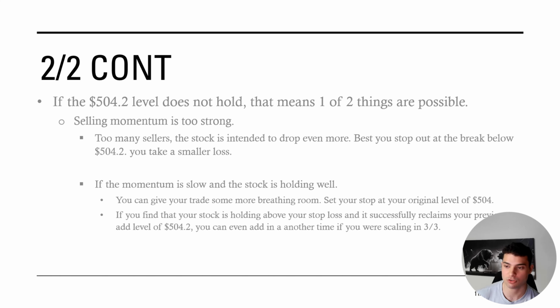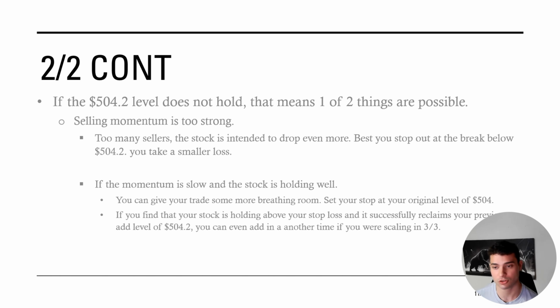But let's say the momentum is slow and the stock is holding well around that level, right? You can then give your trade some more breathing room, okay? So you're going to set up your stop at your original level of the break of 504. So even if you do lose, that was still your original stop. With this one, you just have to look at it. You kind of have to get a feel of the market, which is where experience comes in, right?